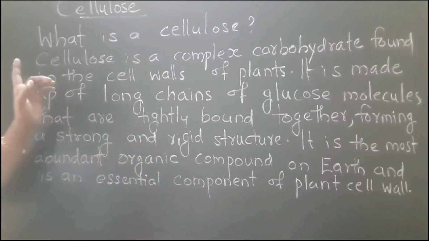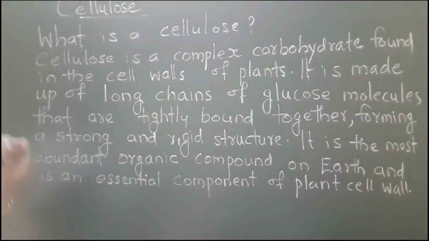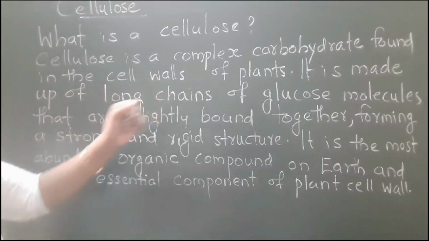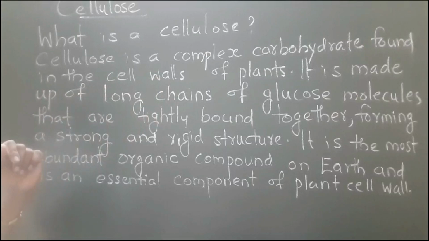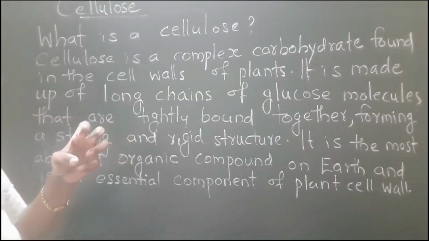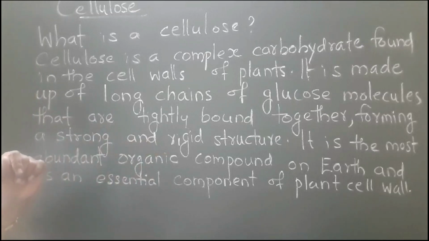Once again, cellulose is a complex carbohydrate found in the cell walls of plants. It is made up of long chains of glucose molecules that are tightly bound together, forming a strong and rigid structure of a cell wall. It is the most abundant organic compound on earth and is an essential component of the plant cell wall.